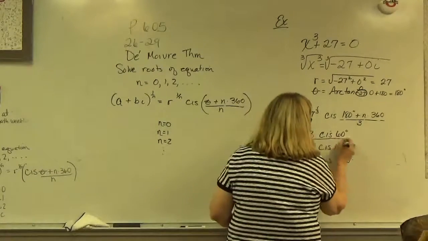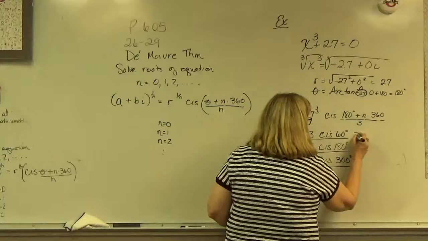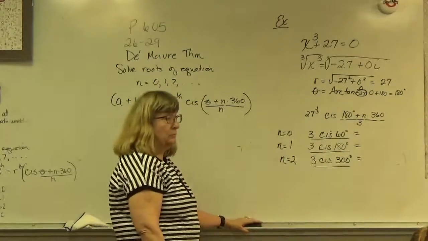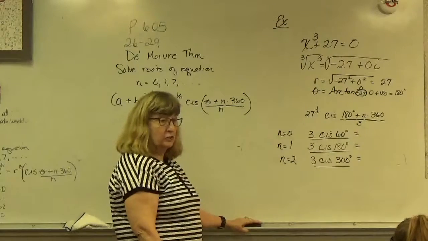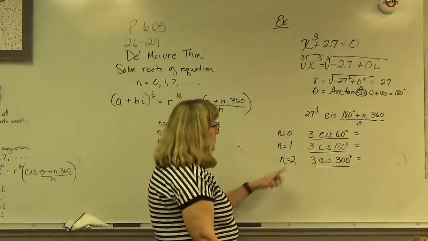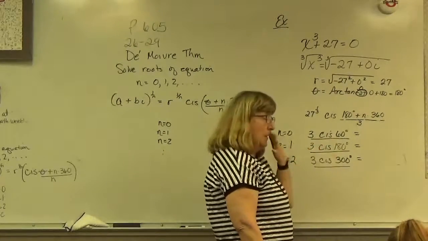You've got the polar answers. Then how do we find the complex answers? Distribute, right? So everybody got your calculators ready? Need a calculator, get one. So 3 times the cosine of 60. 1.5.